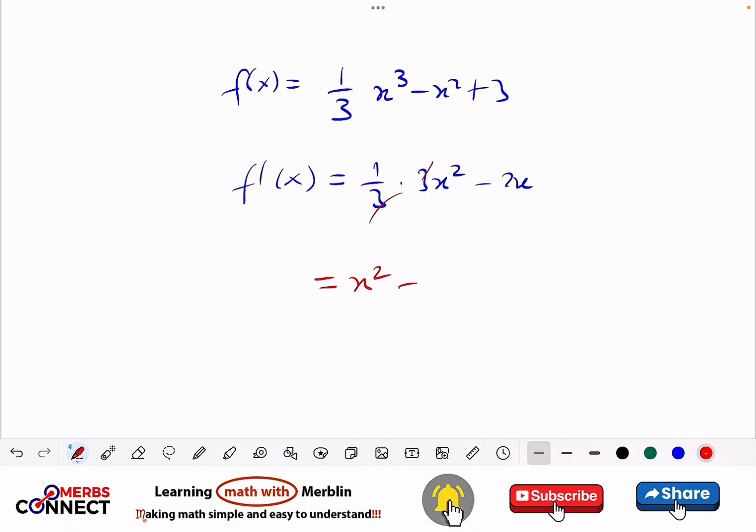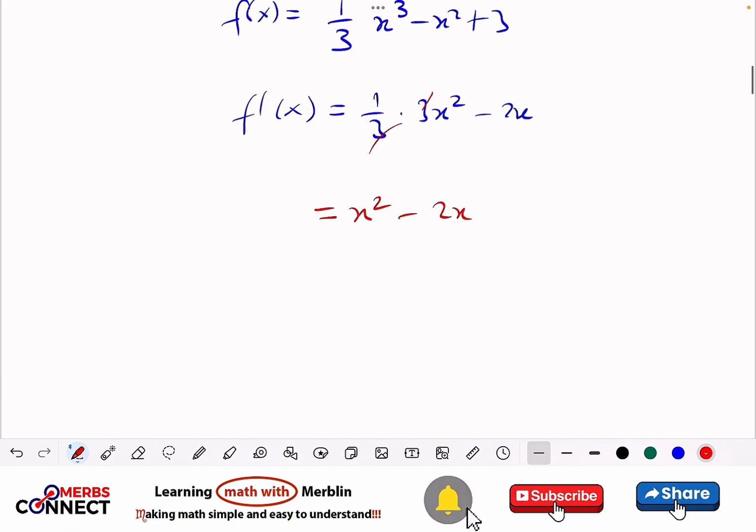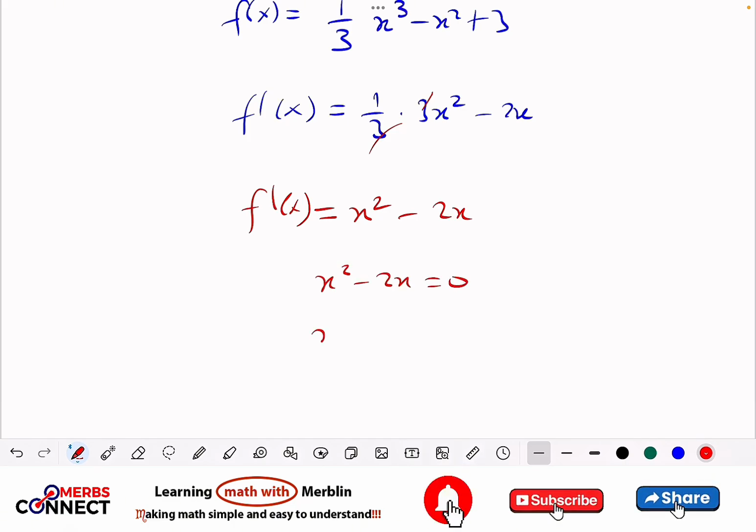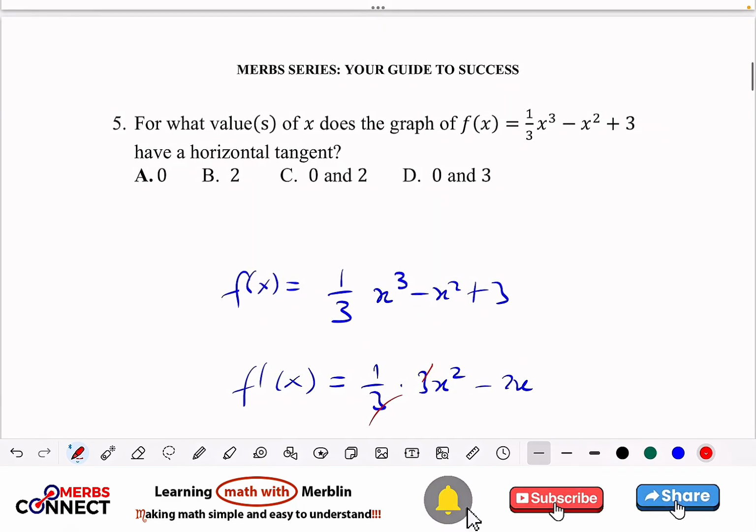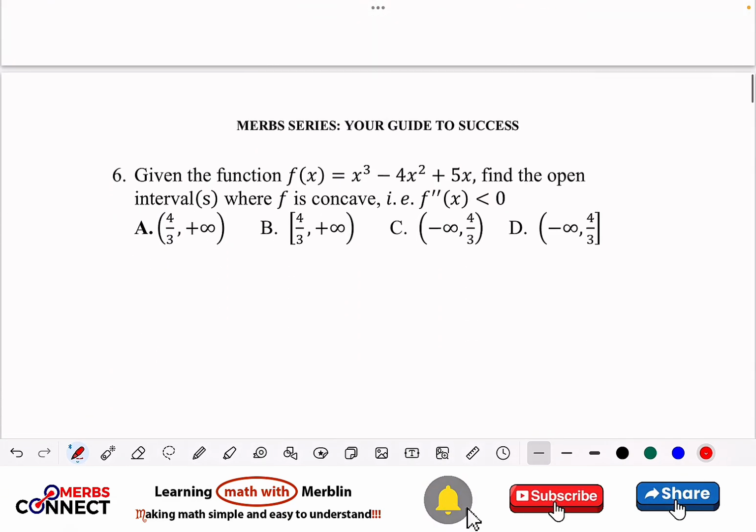So we have x squared minus 2x. Since we want the slope, we are going to set it to be 0. So x squared minus 2x is equal to 0. Factor out x: x times (x minus 2) is equal to 0. So x is equal to 0, and x minus 2 is also equal to 0, so x is equal to 2. So you are going to have 0 and 2 for the tangent. Wow, we are preparing ourselves for the exams.